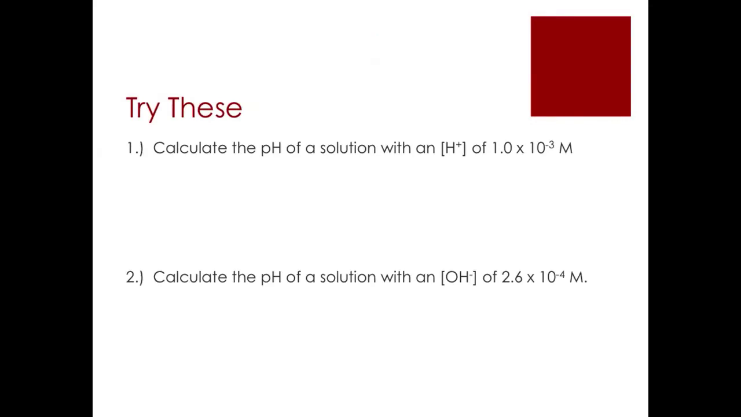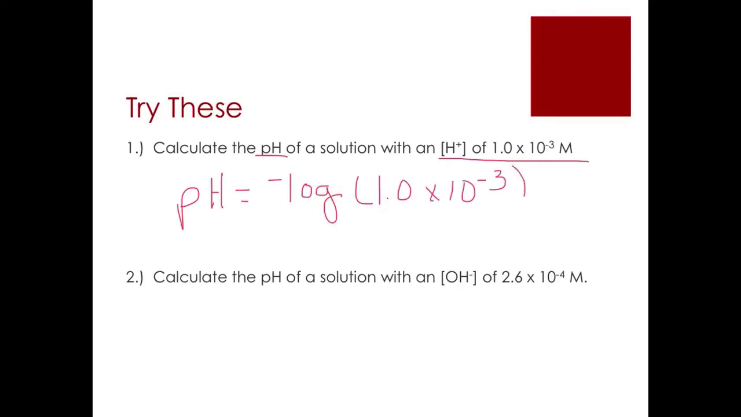Let's practice calculating some pHs for different solutions. In the first example, we want the pH of a solution with an H plus concentration of 1.0 times 10 to the negative third. Therefore, pH will equal the negative log of 1.0 times 10 to the negative third. In this case, that gives you a pH of 3. Make sure you know where the log button is on your calculator. If you have trouble finding that, I can help you with it tomorrow.